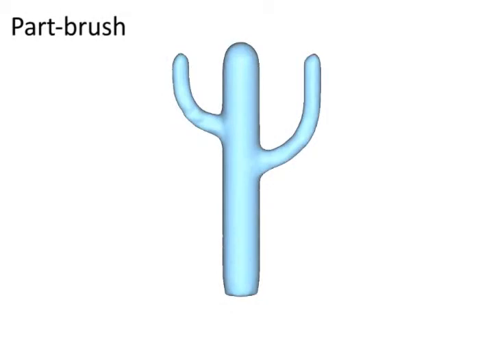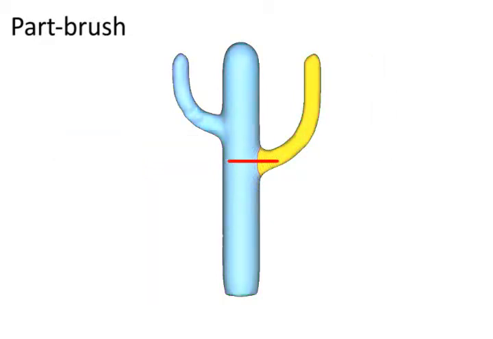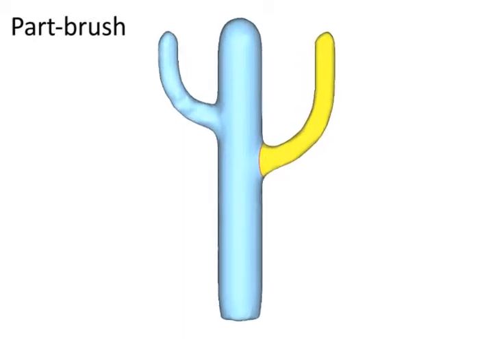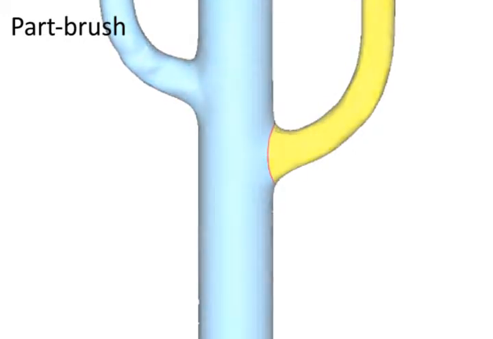Our part brush uses the isolines of a harmonic field as cutting boundaries. First, a harmonic field driven by the user stroke is generated. Then, a set of isolines crossing the user stroke is extracted. Finally, the best isoline is automatically selected as the cutting boundary. Note that since the isolines are smooth, no post-smoothing of cutting boundaries is needed.